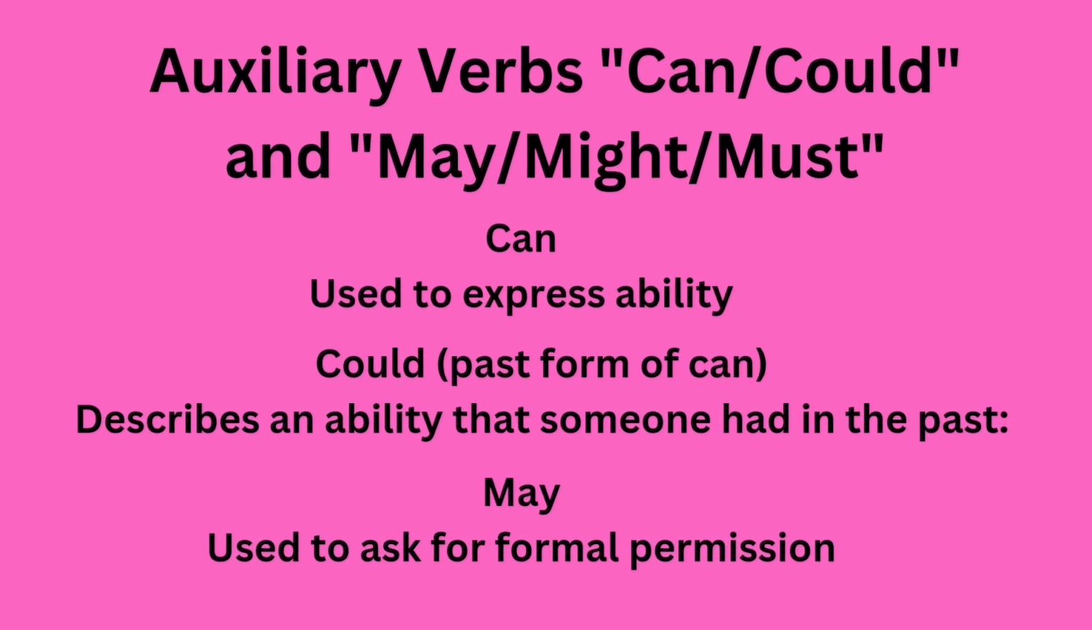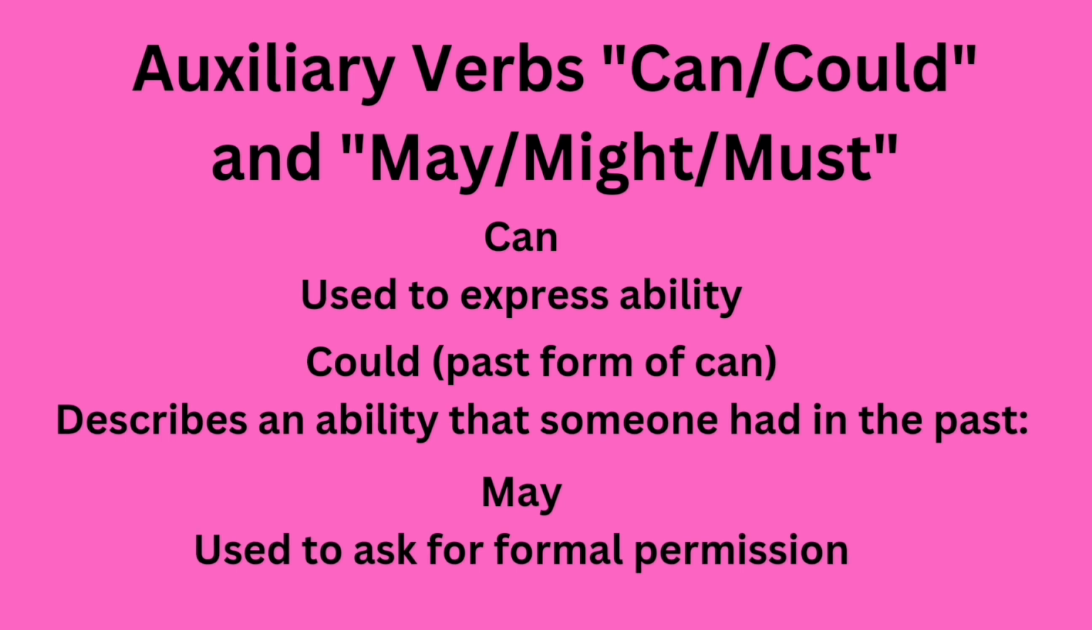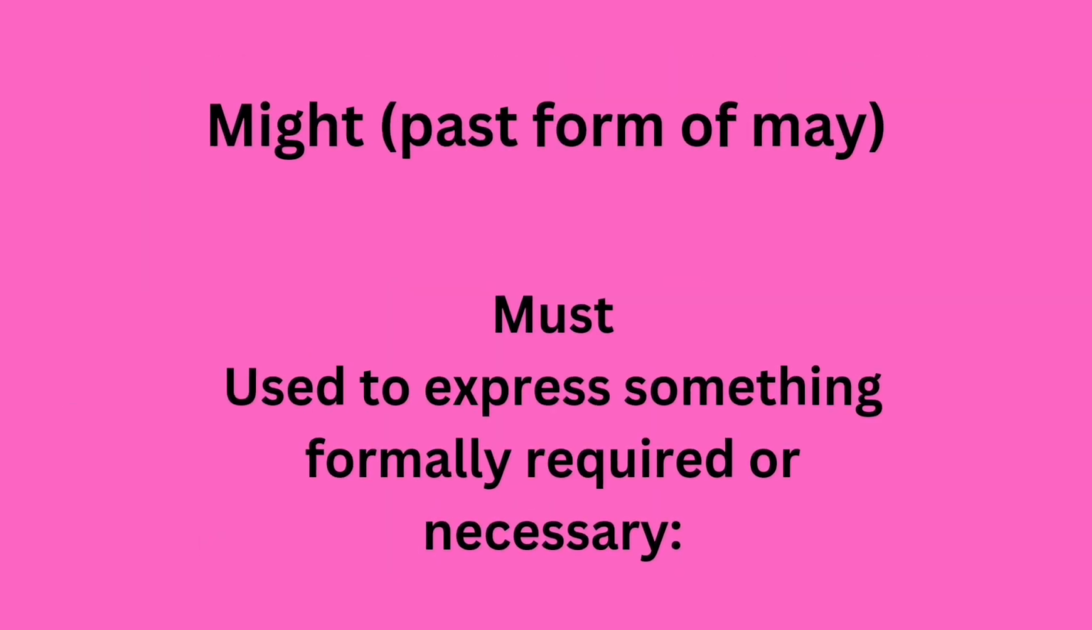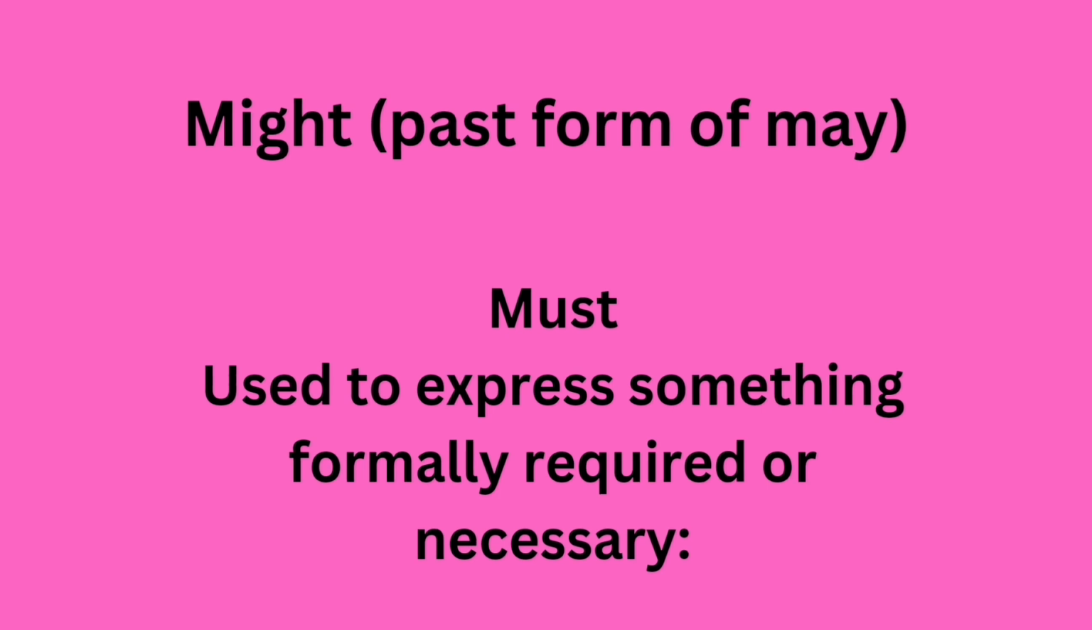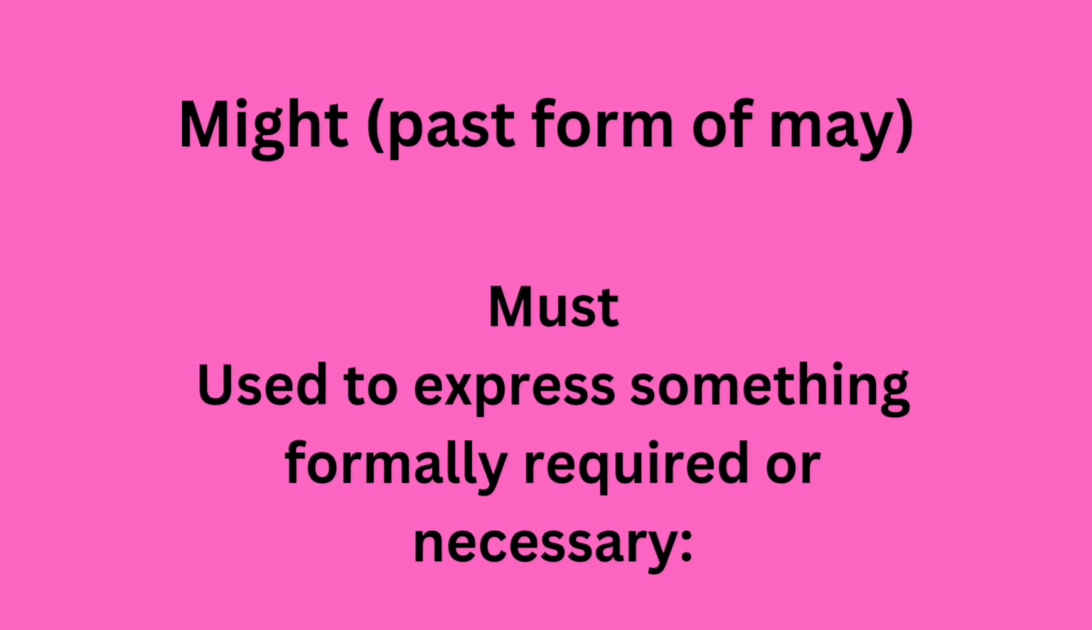Auxiliary verbs can or could and may, might, must, used to express ability. Could, past form of can, describes an ability that someone had in the past. May, used to ask for formal permission. Might, past form of may. Must, used to express something formally required or necessary.